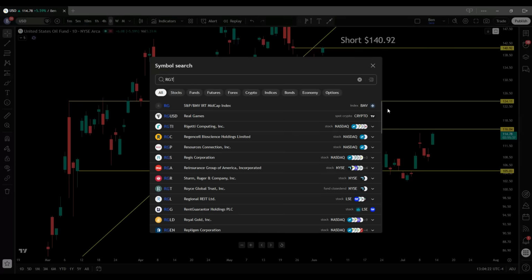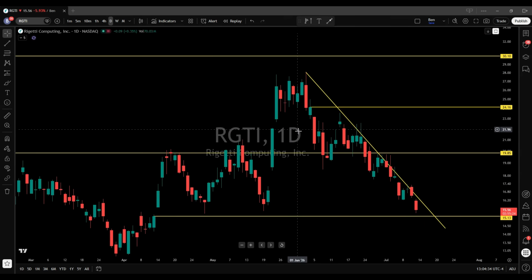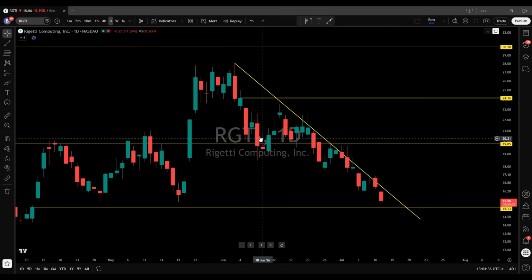Now, let's take a look at Rigetti. Rigetti is continuing to be beaten up, so we're currently in a downtrend on Rigetti. How I identify a downtrend is with a downsloping trend line. What we do is connect a pivot top, multiple different hits. As you can see, price action has failed to get above this downsloping trend line on the chart of Rigetti. So keep this on your radar.